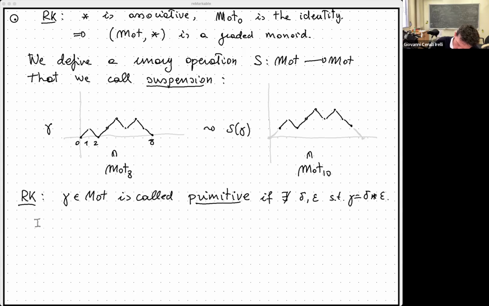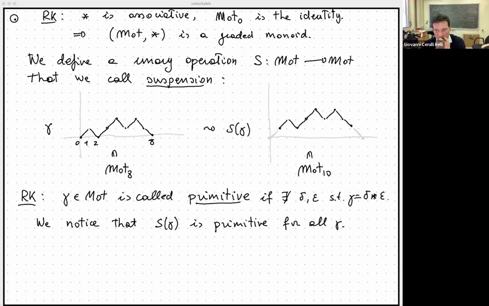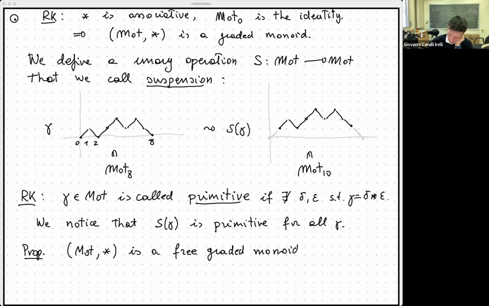So then we notice that gamma is primitive for all gamma. Okay. And then we have the following proposition. Mod with this operation is a free graded monoid generated by S mod. And then of course we have to add mod 1, since S is a degree 2 map, so mod 1 cannot be in the image of S, and of course it is primitive. Okay, very well. So this is the Motzkin monoid.